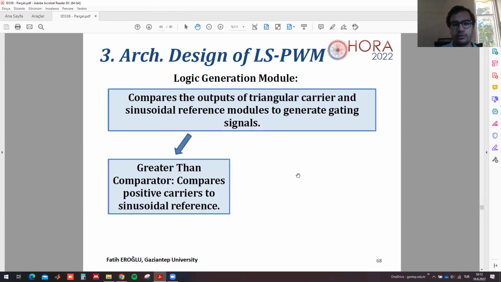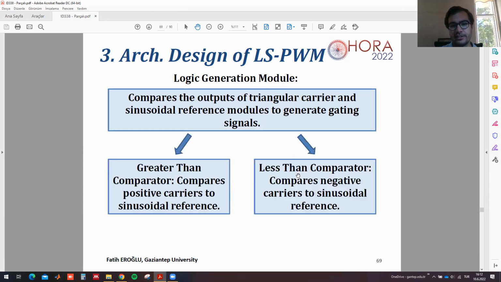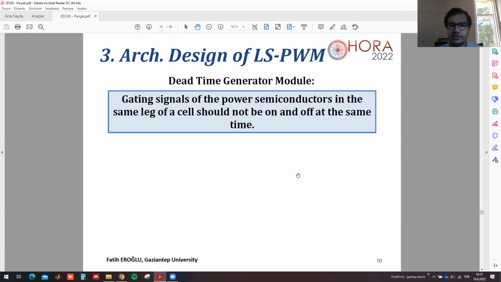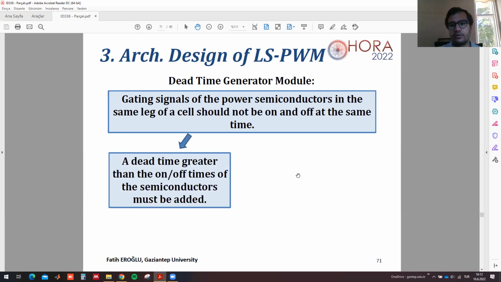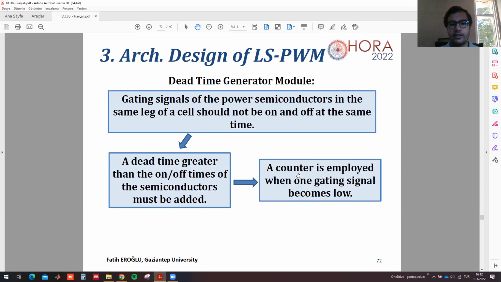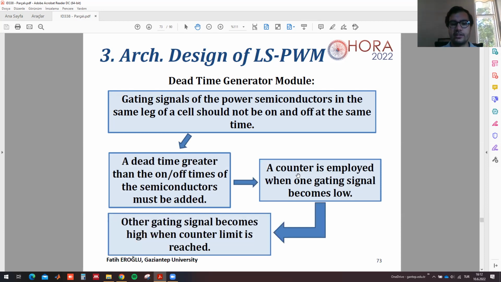We need some logic generation modules, which are basically greater than comparator and less than comparator. Nothing special here. We also need a dead time generator module, which is very critical in power system applications. Gating signals of power semiconductors in the same leg of a cell should not be on or off at the same time, because there could be short circuits if that's the case. That's why a dead time greater than the on-off times should be added. When one cell becomes low, the other becomes high after a certain time, which is dead time. This procedure is the same for high to low cases as well.